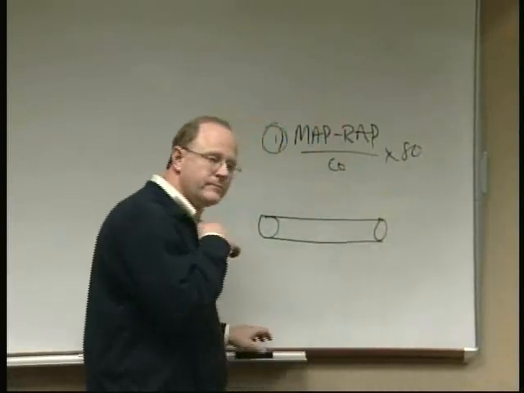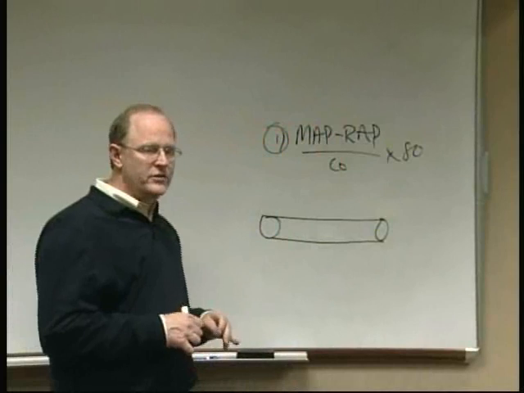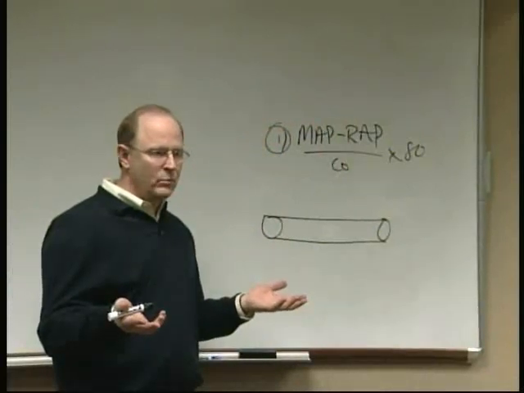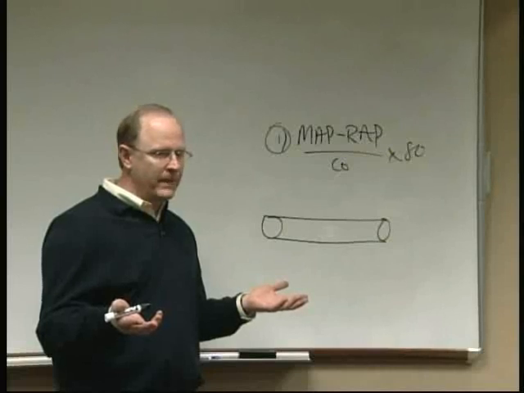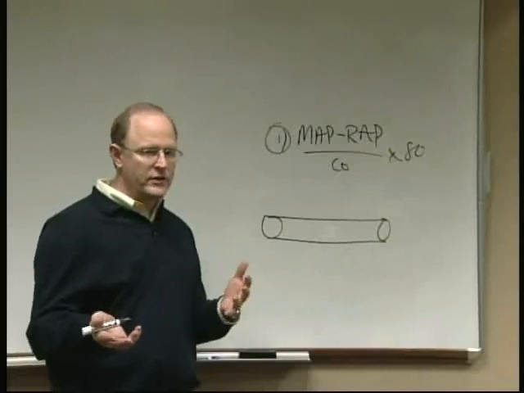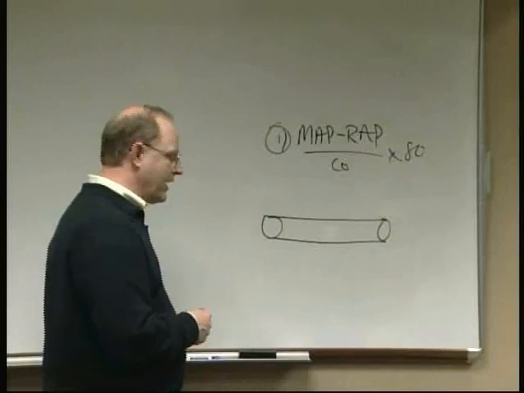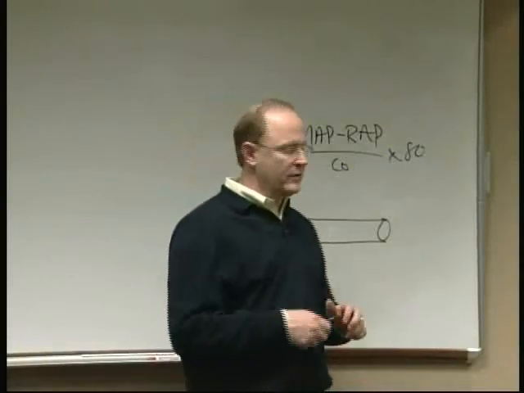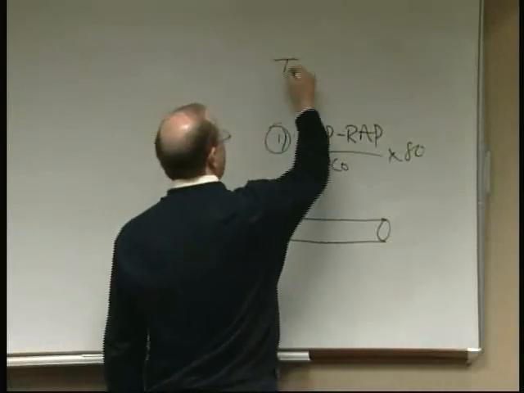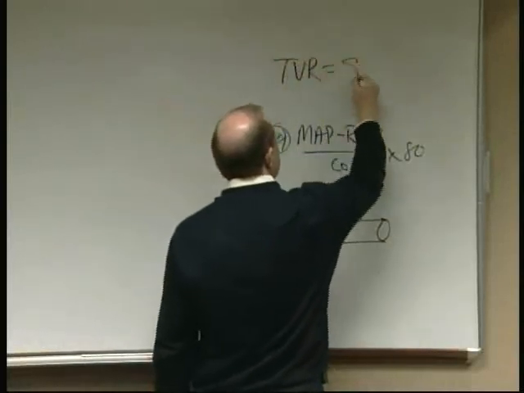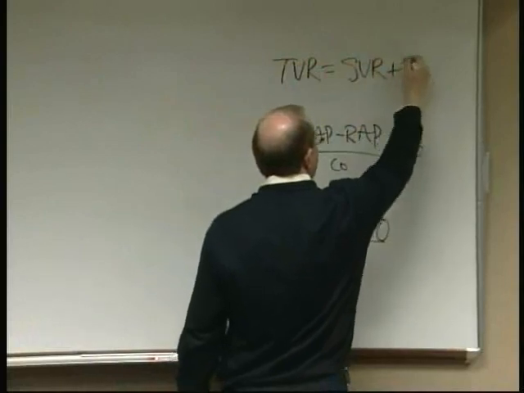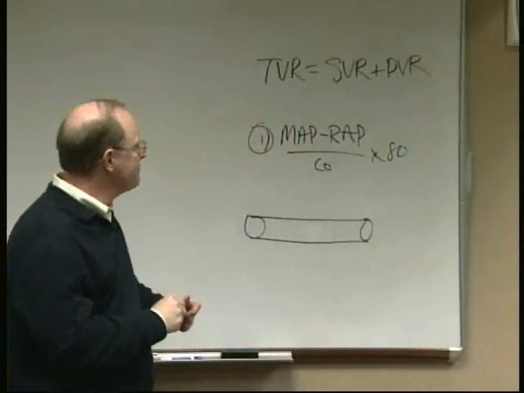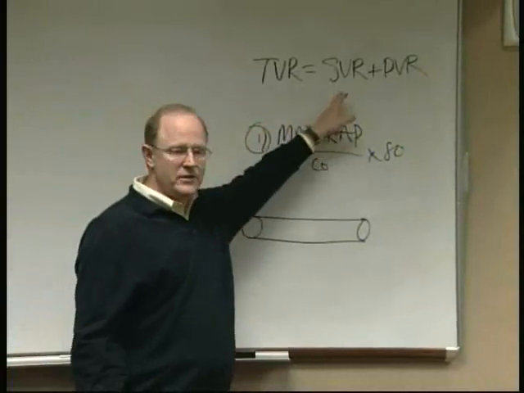So let's go measure resistance in a circuit. And we're going to define this circuit as the systemic vascular resistance. What is that? It turns out there are 2 different circuits that we're talking about. We have the systemic vasculature and the pulmonic vasculature. And the total vascular resistance is equal to the systemic vascular resistance plus the pulmonic vascular resistance. Okay? We're just talking about systemic vascular resistance.